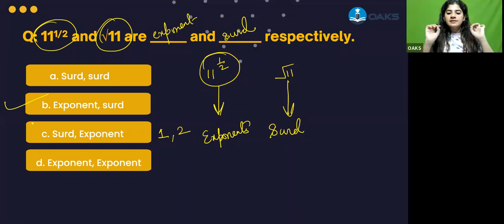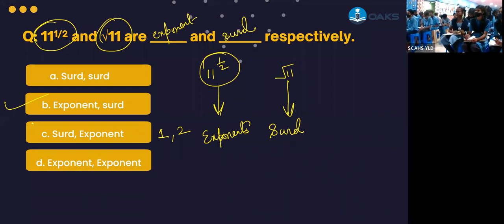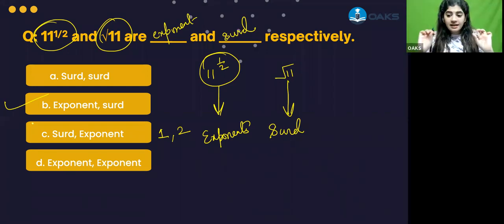So school 1 and school 2, did you understand this question? Yes, madam. The questions you are doing incorrectly, kindly write them down. Write down what is the process of your thinking, why it is incorrect. Just write that reason so that next time, whenever you go through these questions, you can answer it correctly. Write this thing that 11 raised to power 1 by 2 is an exponent and root 11 is a surd.